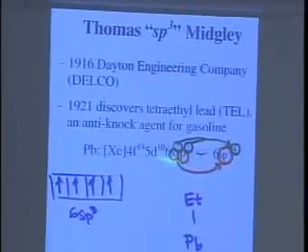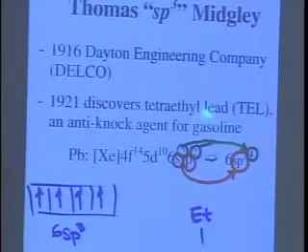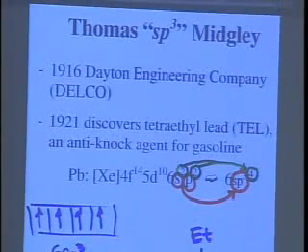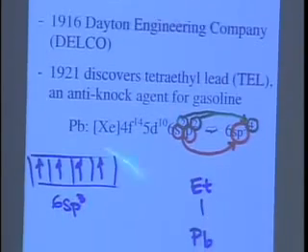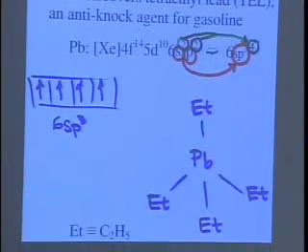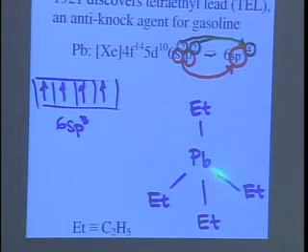And in 1921, he discovered this anti-knock agent for gasoline called tetraethyl lead. And this is lead. You know, the structure is 6s2 6p2. We can hybridize this to give us 6sp3. There's 4 unpaired electrons there. And then we can take the ethyl radical and put 4 of those on. And so this gets diluted in the gasoline, and it goes through the combustion process.